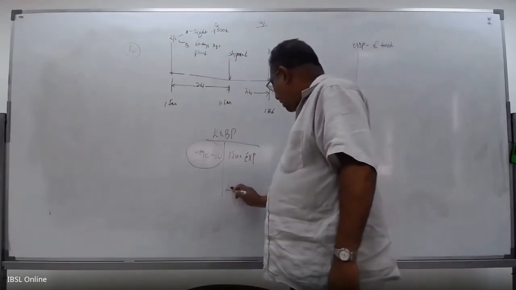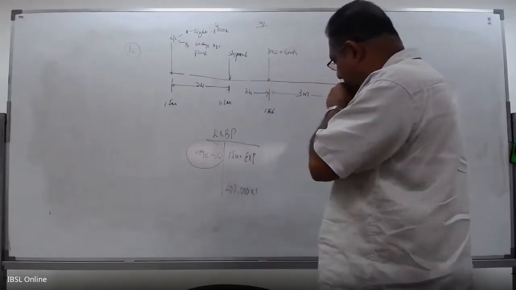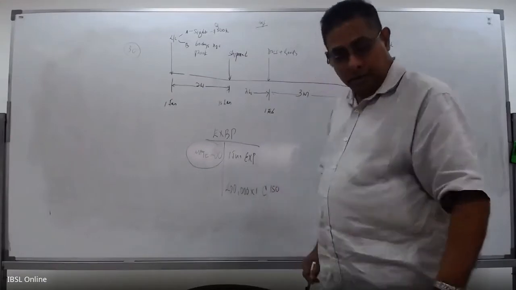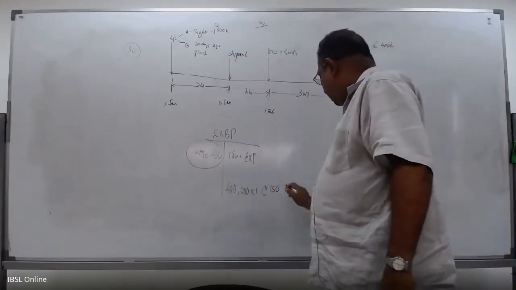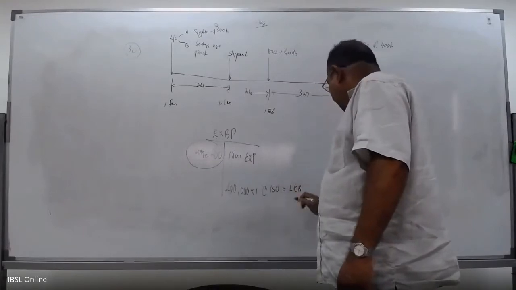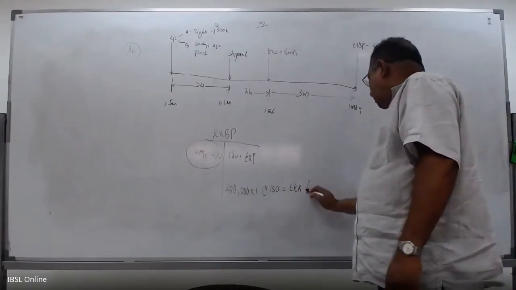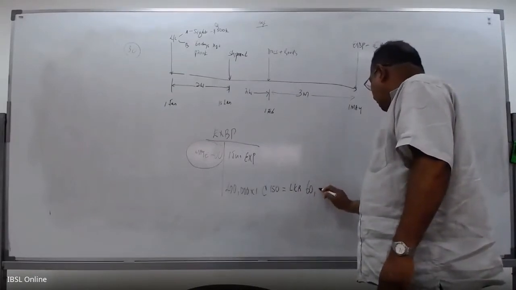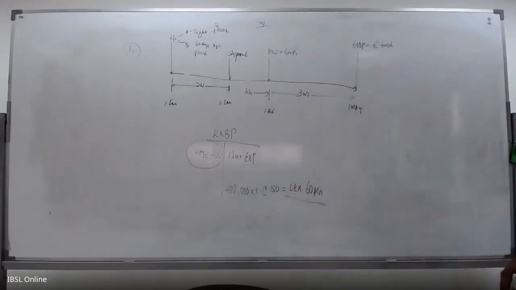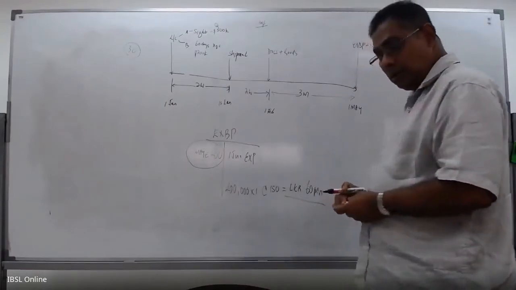So 400,000 into 1 at the rate of, I think, 150, and it will give LKR 60 million. LKR 60 million.